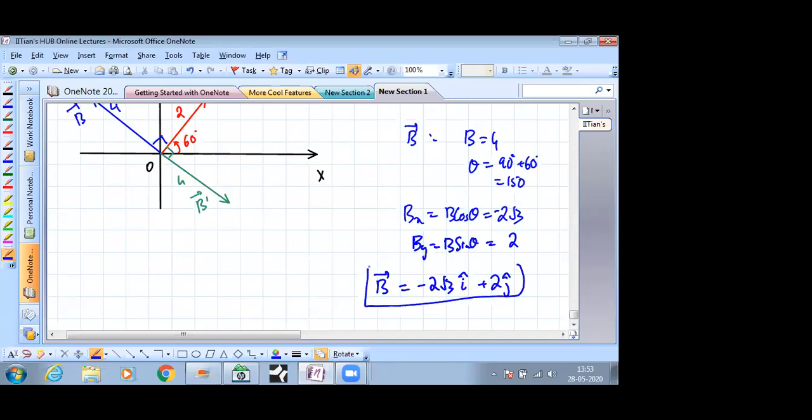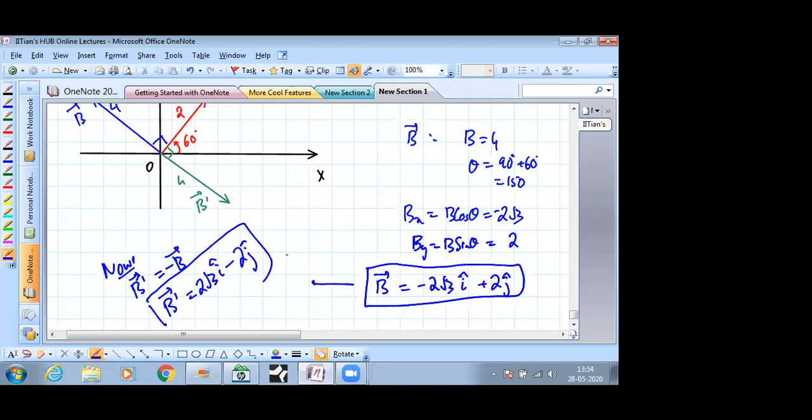Now if you just observe in the above diagram, you will see that the other possible option, which is B prime, is nothing but minus of B. It's equal and opposite. It's a vector of equal magnitude but opposite in direction. So B prime will just become like this. Multiply the minus sign in, so 2 root 3 i cap minus 2 j cap. So these are the two possible answers. So that is why there are two sets of values possible. Either x and y are 2 root 3 and minus 2, or x and y are minus 2 root 3 and plus 2.